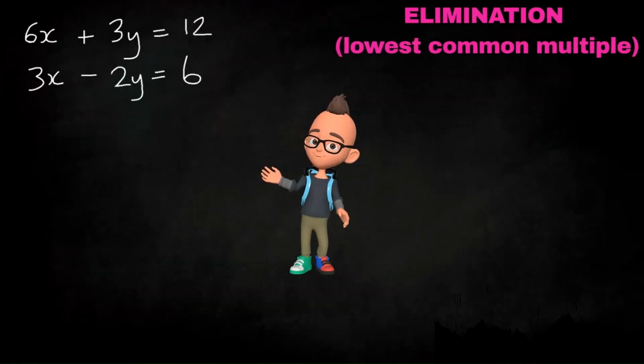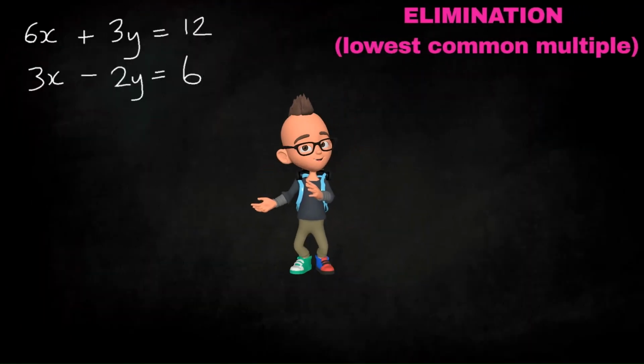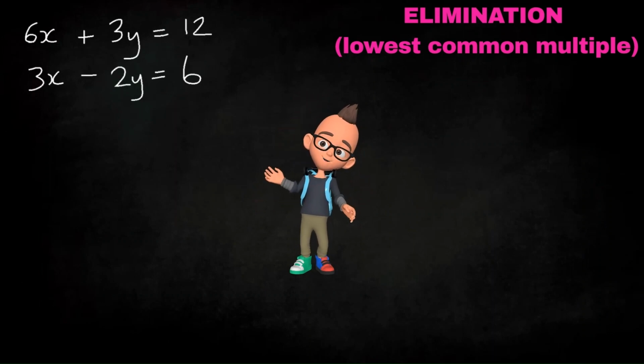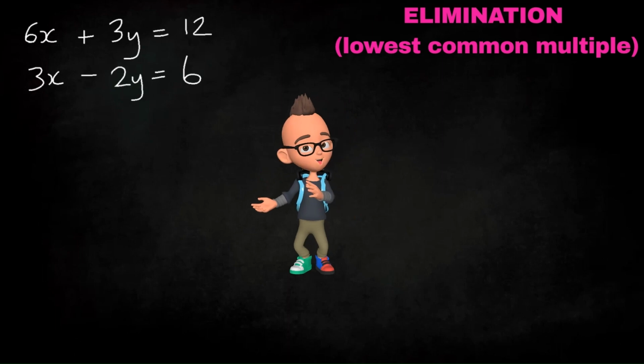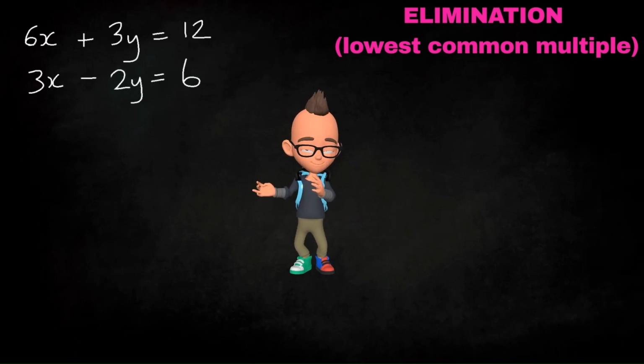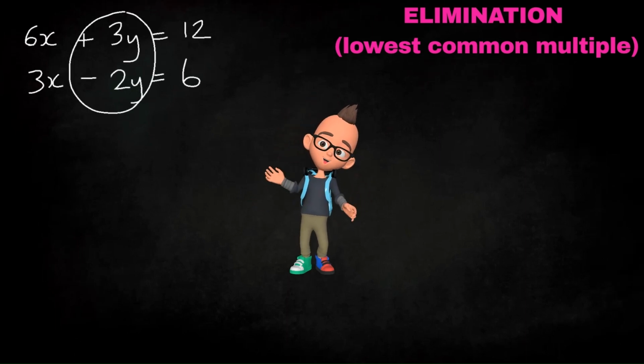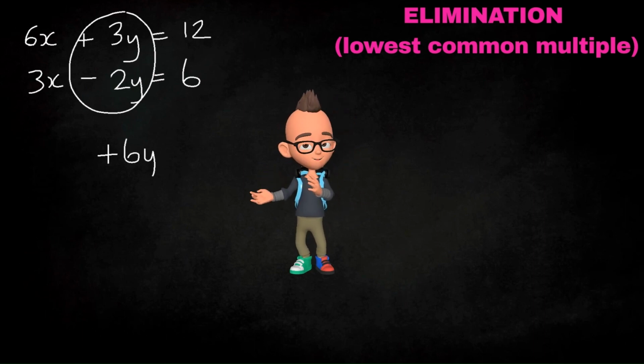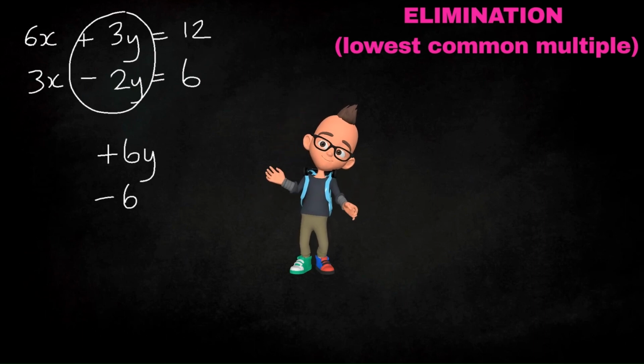Hey guys, I also have another way of solving systems using elimination. This is by using the lowest common multiple. Check it out. Just say we are given these two equations. I really want to eliminate the y's, but they are different. So, I will try to make them the same so I can cancel each out.